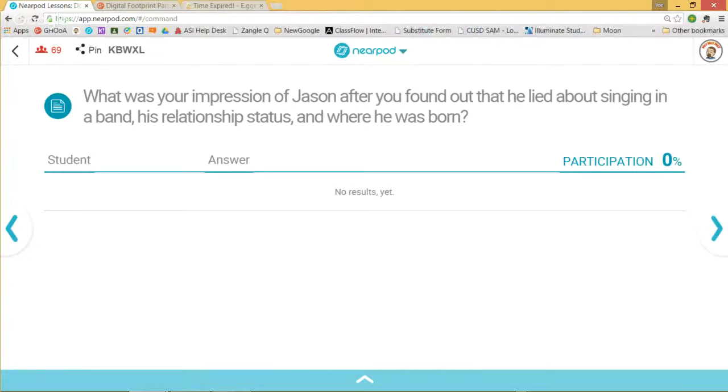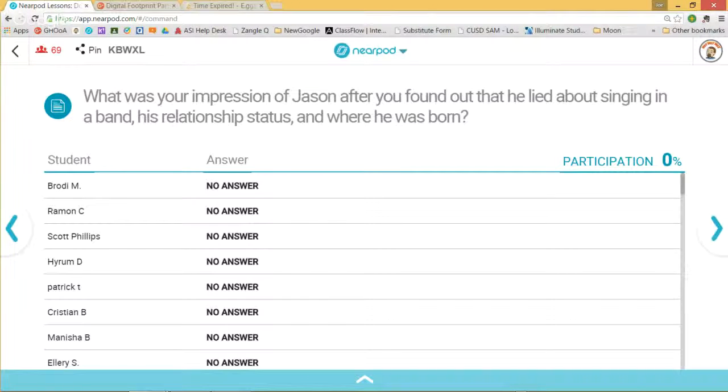What is your impression of Jason? He lied about singing in a band. He lied about his relationship status. And he lied about where he was born. Some of you may not have caught these things. Jason lied about singing in a band. He lied about his relationship status. On one site, he said he was single. Another site said he was married. And he lied about where he was born. Okay, 3 minutes. What is your impression of Jason now that these three things are viewed in this light?